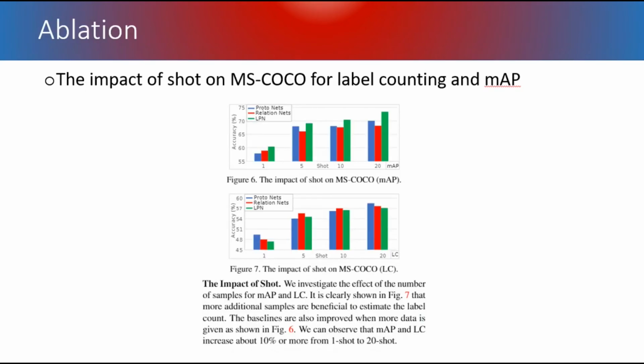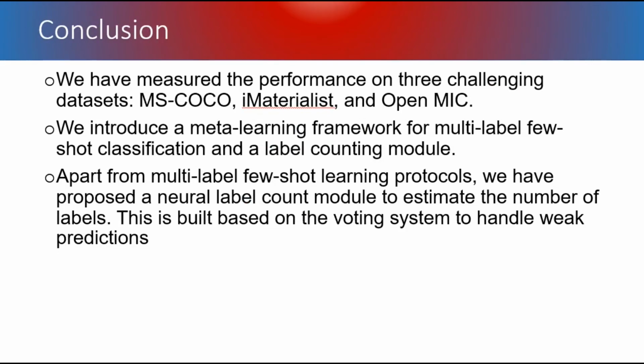We also have an ablation study that showed the impact of SHOT on MS-COCO for label counting and MAP. In conclusion, we have measured the performance on 3 challenging datasets, MS-COCO, iMaterialist, and OpenMake. We introduced a meta-learning framework for multi-label feature classification and a label counting module. Apart from multi-label feature learning protocols, we have proposed a neural label count module to estimate the number of labels. This is built based on the voting system to handle weak predictions.